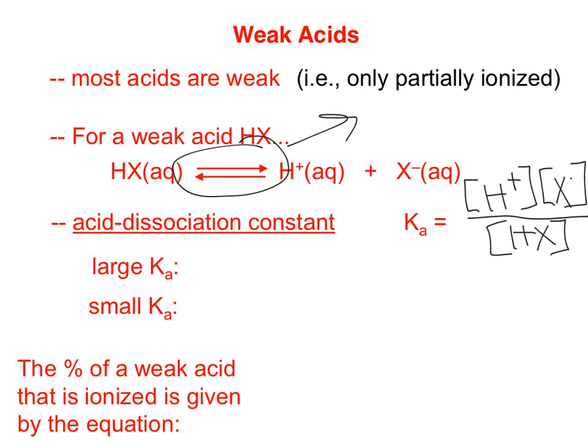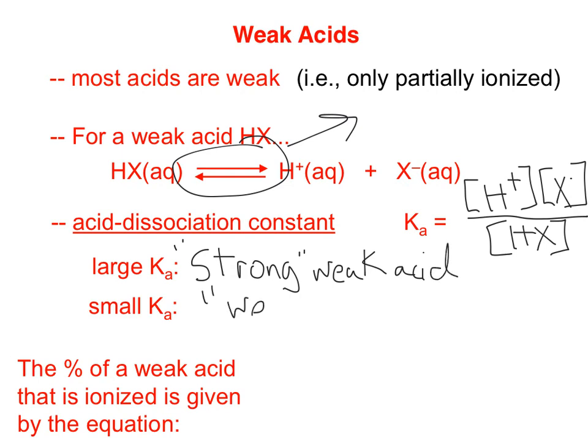Okay, so when we have a large Ka value, that means we have a strong weak acid. If we have a small Ka, we have a weak acid.